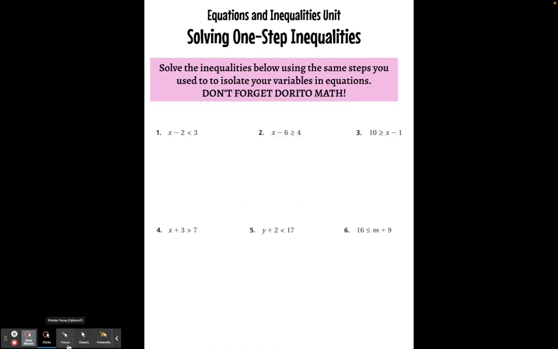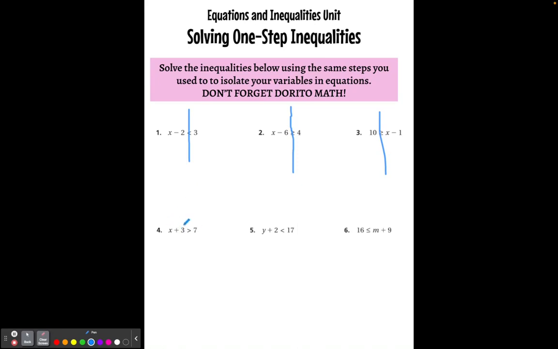Okay. So just to show you, I'm not even going to go through all of these because it's so much like equations. Where you would normally see an equal sign, you're now going to see an inequality symbol. This is the less than symbol. This is the greater than or equal to symbol. This is a greater than or equal to symbol. Notice this is where I'm splitting them up, right?